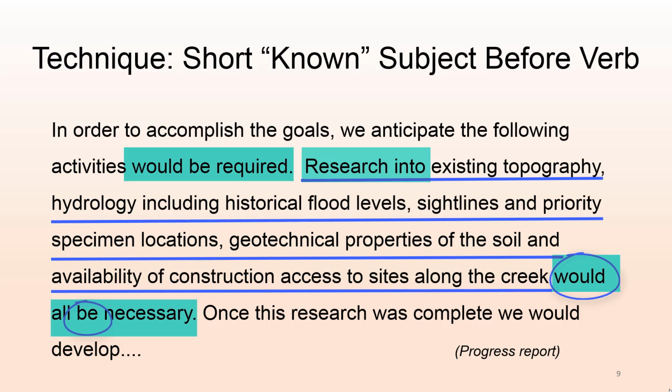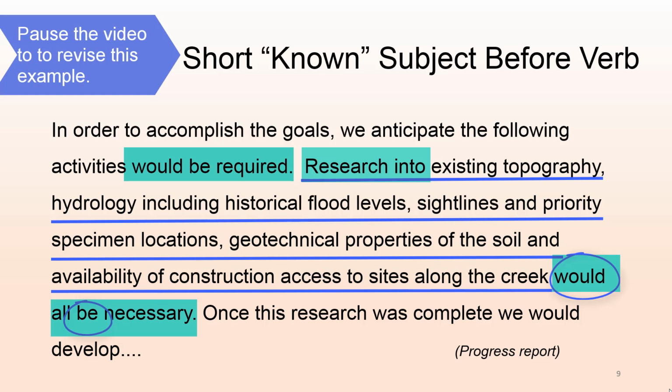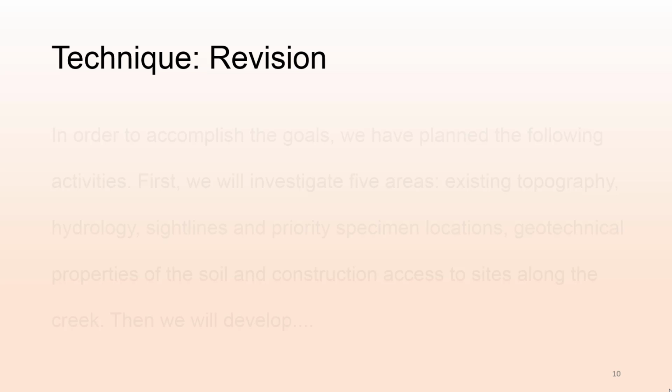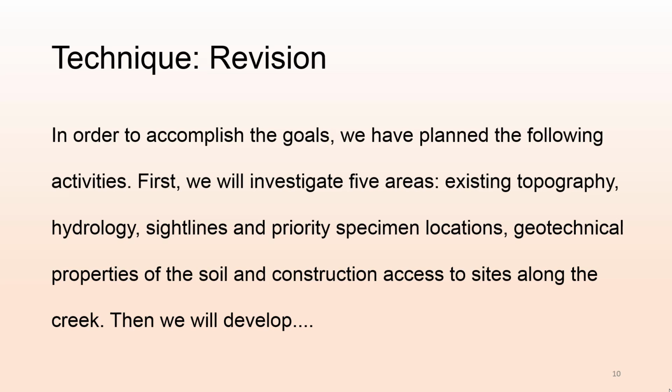Now that you have a better sense of why this example needs to be rewritten, go ahead and pause the video to revise this example using technique number 1. In order to accomplish the goals, we have planned the following activities. First, we will investigate 5 areas: existing topography, hydrology, sightlines and priority specimen locations, geotechnical properties of the soil, and construction access to sites along the creek.